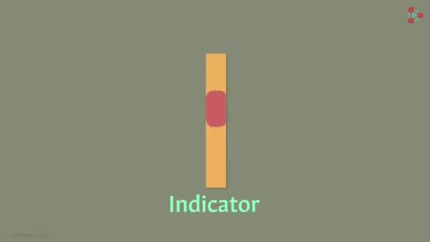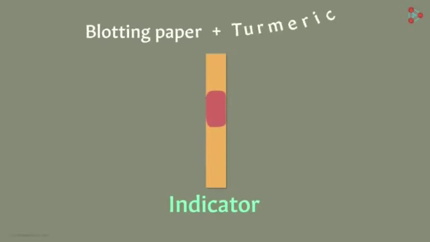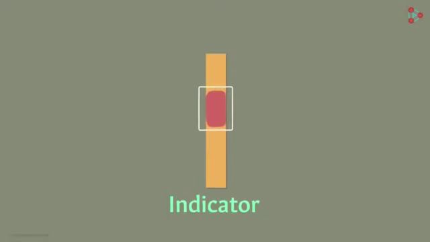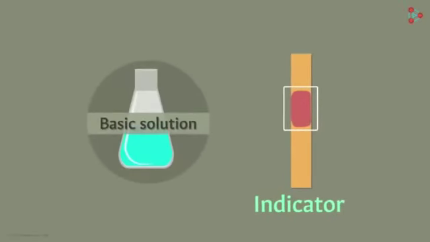Yes, it is. And what is this made up of? It's simply a blotting paper with turmeric applied to it. Turmeric? Yes, it is. The same turmeric that's used in the kitchen. Turmeric is an excellent indicator to detect the acidic or basic nature of the solutions. In this case, the paper turned red when the solution was poured onto it. So, what did the indicator tell us? It clearly indicated that the solution was basic.